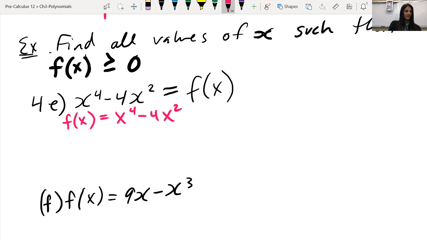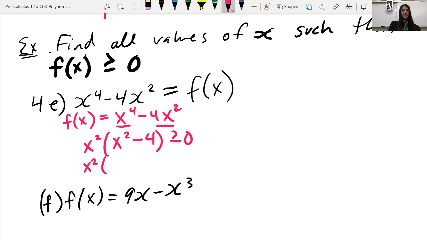So, to start with, let's factor this out. So notice how both of them have an x squared that we can factor out. So x squared, if I take that out, I'm left with x squared minus 4, and that all has to be greater than or equal to 0. Okay, so that's helping us sort of to figure out what's happening.